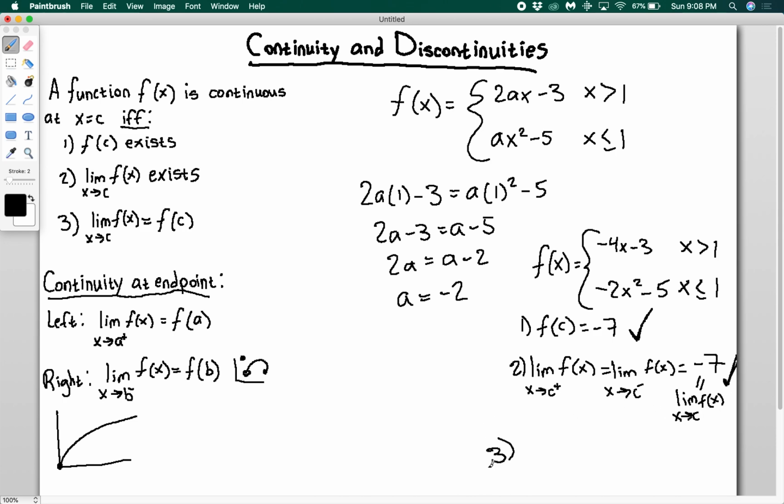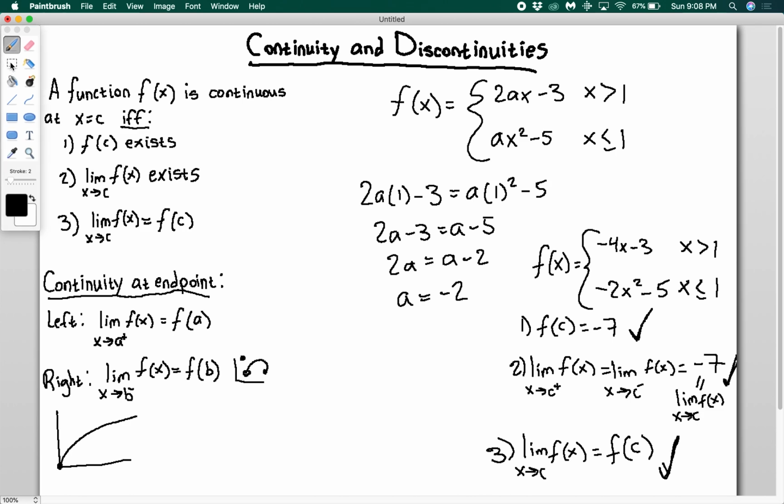Now the third condition: does the limit as x goes to c of f of x equal the value of the function at c? In this case, it does. Negative 7 equals negative 7. So again, we have our third check mark, and we are all set. So that's how you figure out if something is continuous, or how to make something continuous as well.